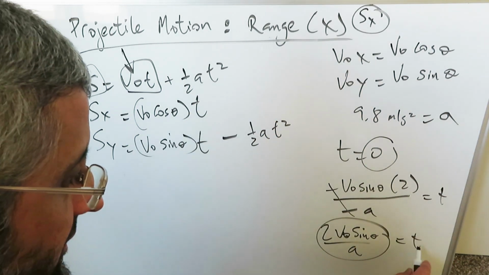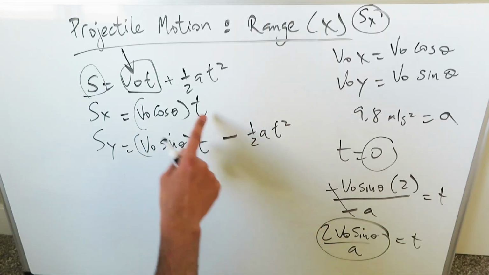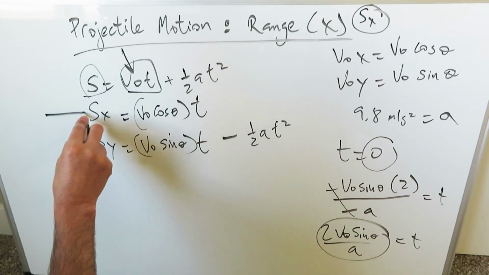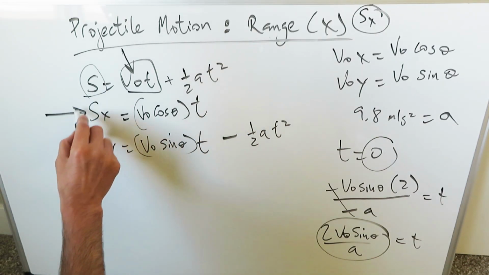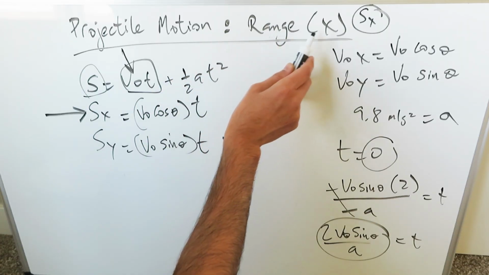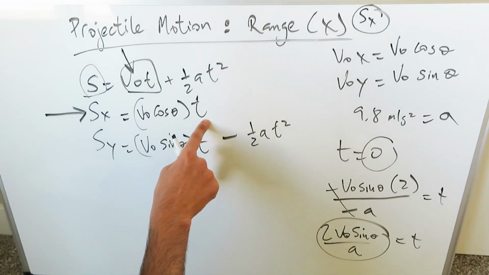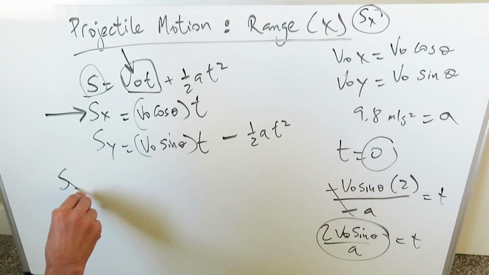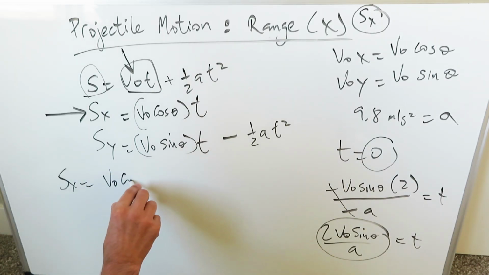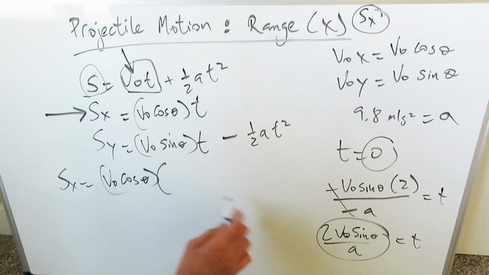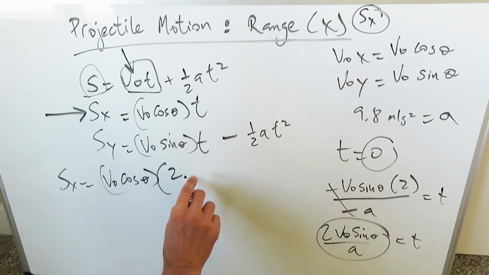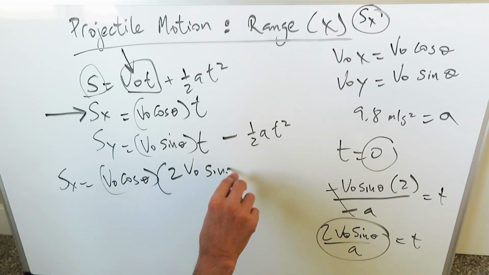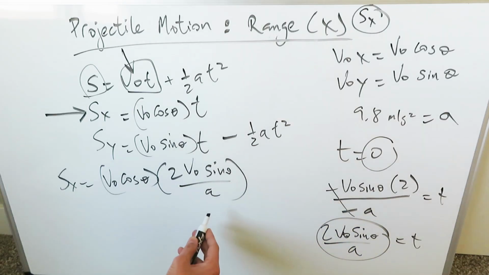I will take this item here for time and plug it right here into my equation, which will give me what I want to know: my projectile motion maximum range, Sx. You'll put that value of t right over here. I'll have Sx equal to initial velocity cosine theta times my t, which I've determined is 2 times V0 sine theta over acceleration, and compute this.